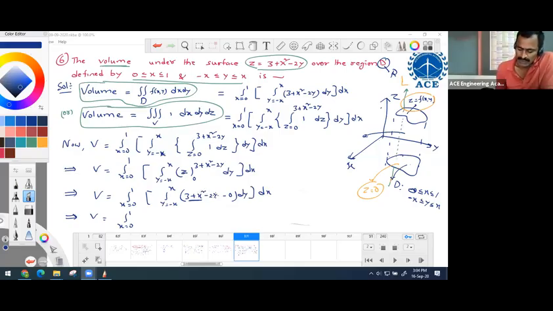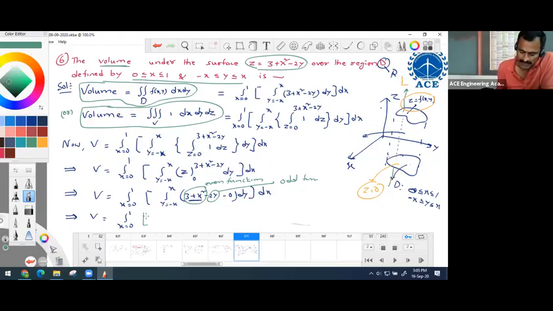2y is an odd function with respect to y. The 3 plus x square is constant, but 2y is an odd function, so its value is 0 only. Every constant function is an even function, and we are integrating with respect to y, so it is a function of y, and this function is an odd function. The integral from minus x² to x of an odd function is 0. Then for the even function, it is 2 times the integral.